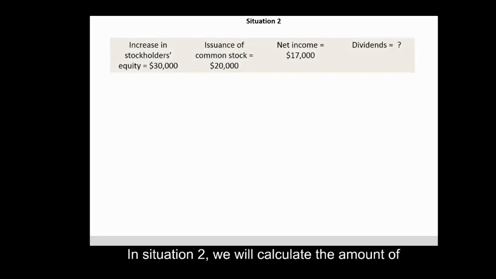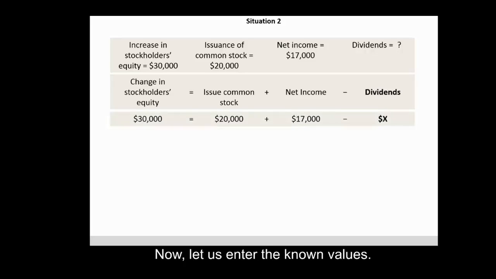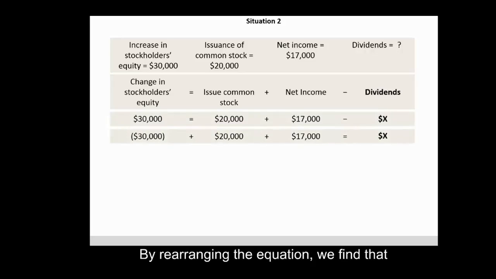In situation 2, we will calculate the amount of dividends. Note that both net income and issuance of common stock increase stockholders' equity, while dividends reduce it. Now, let us enter the known values. By rearranging the equation, we find that dividends for the period were $7,000.